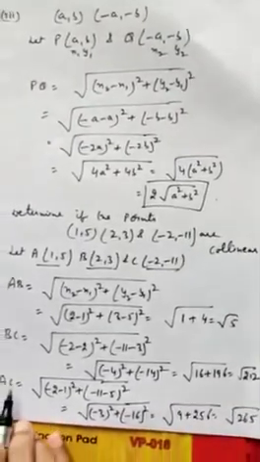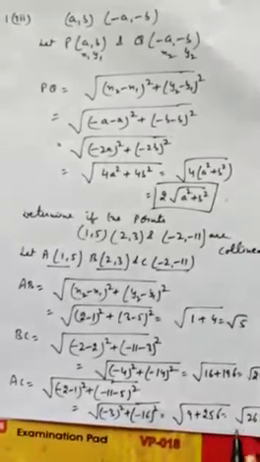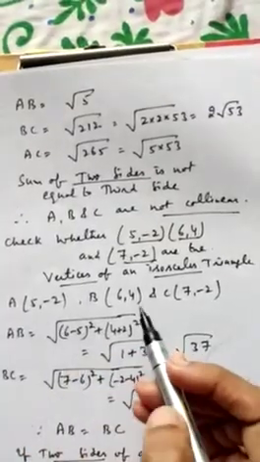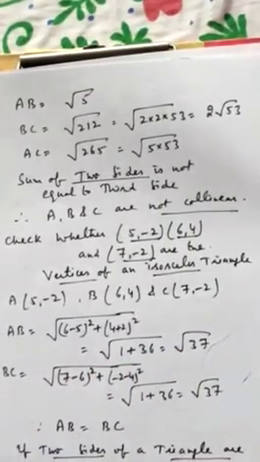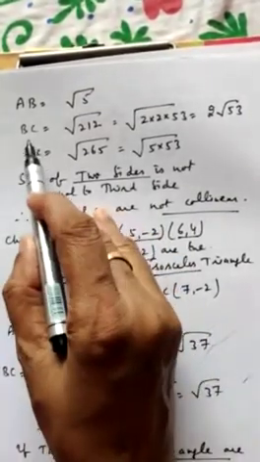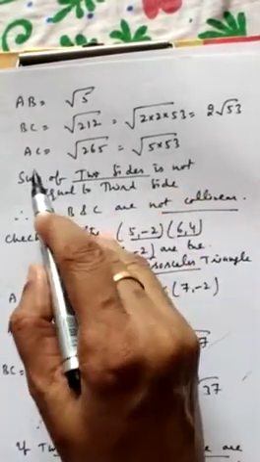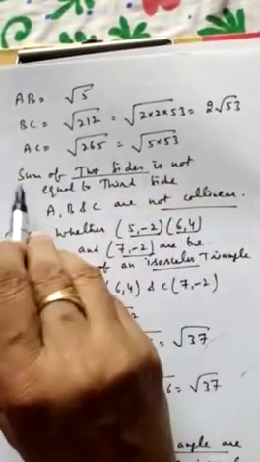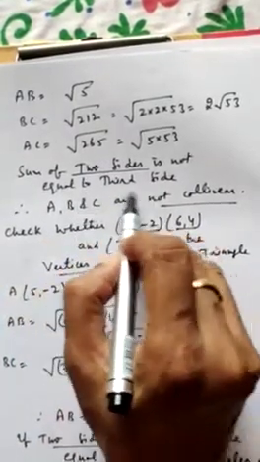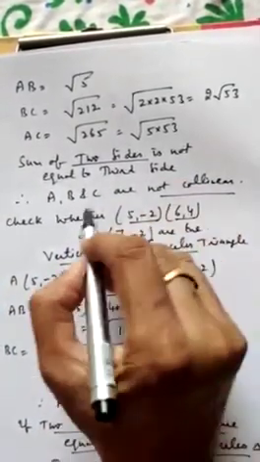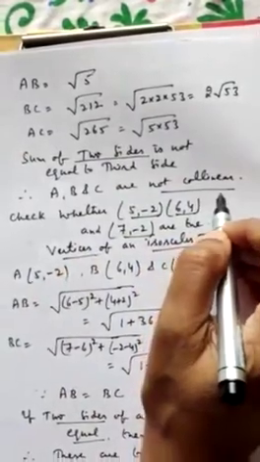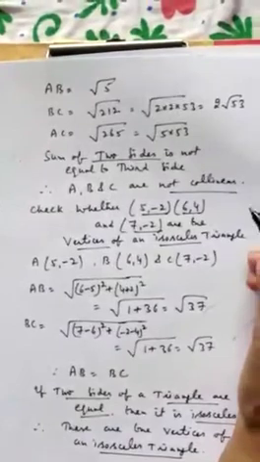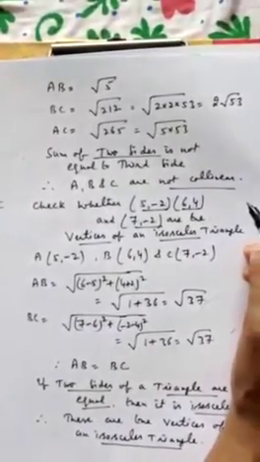And when we find AC, it will be root 265. Here we see AB is under root 5, BC is 2 root 53 and AC is root 265. If we check, the sum of two sides is not equal to the third side. It means the points are not collinear. If the sum of two sides is equal to the third side, then the points are said to be collinear.